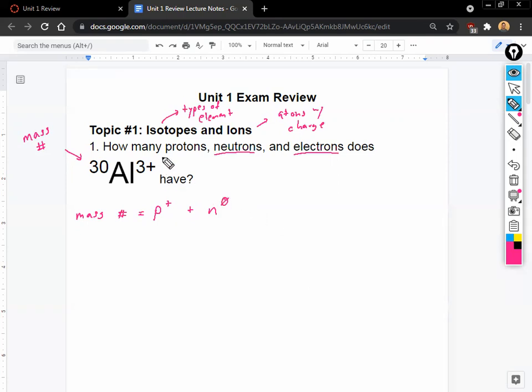The number on the top right is going to be the charge of the atom, and the formula for charge is going to be protons minus electrons. Okay, so you will need to memorize these equations for the exam because I'm not going to be giving them to you. So just make sure that you keep that in mind. You have to know these equations in order to do these problems, and I will not be providing these for you on the exam.